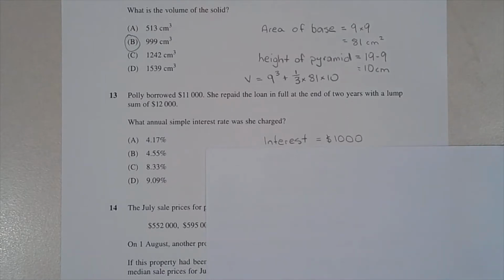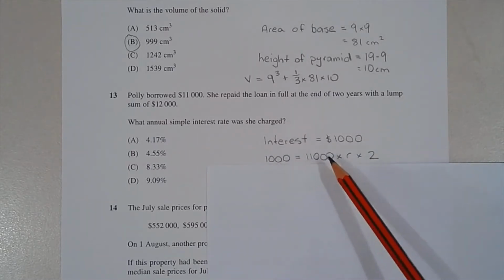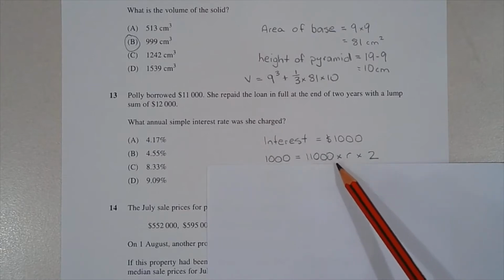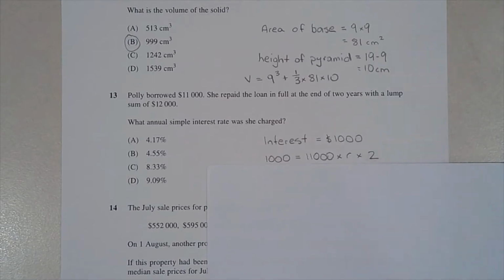Now it's simple interest, so we can use the formula I equals PRN to calculate the annual rate of interest. So I, which is $1,000, that's the interest, is equal to the principal, $11,000, multiplied by R, the annual interest rate, multiplied by N, which is the number of years, so it's 2 years.